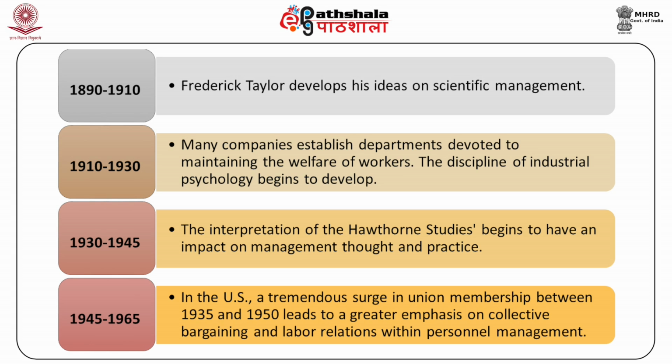During 1945 to 1965 in the US, a tremendous surge in union membership between 1935 and 1950 leads to a greater emphasis on collective bargaining and labor relations within personnel management. Compensation and benefits administration also increase in importance as unions negotiate paid vacations, paid holidays and insurance cover.